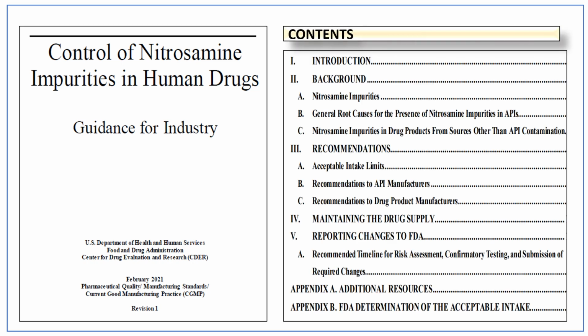So it includes the introduction. In the background, it defines what nitrosamine impurities are, the general root causes, and nitrosamine impurities in drug products from other sources than API. And it gives the recommendation for the acceptable intake limits for the API manufacturers, for the drug product manufacturers, the details for maintaining the drug supply and reporting the changes to the FDA. We'll look into the details of all of this.